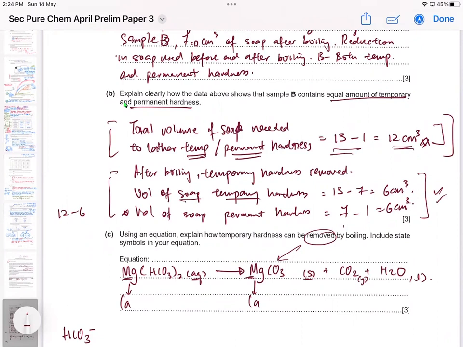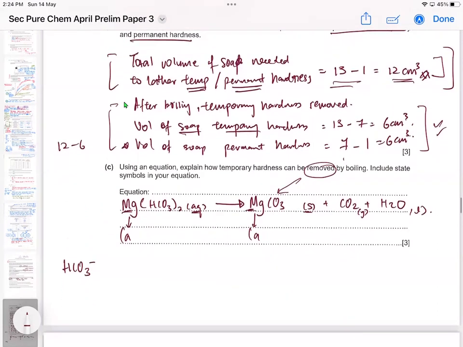So for part C, we just need to write the equation. It says, using equations, explain how the hardness can be removed by boiling. Actually, if you want to, we can talk a bit more. So we can say that, oh yeah, the explain part. Okay, let me put this down. So we can see something like this.